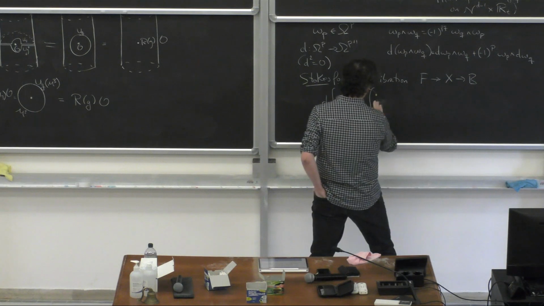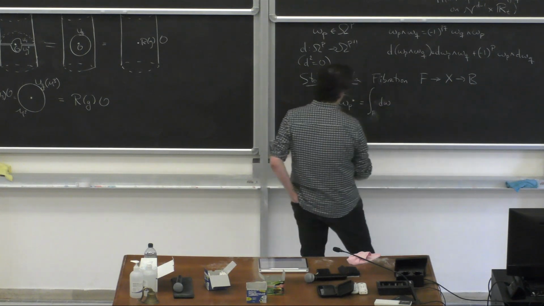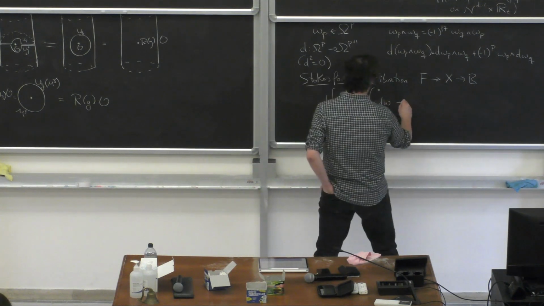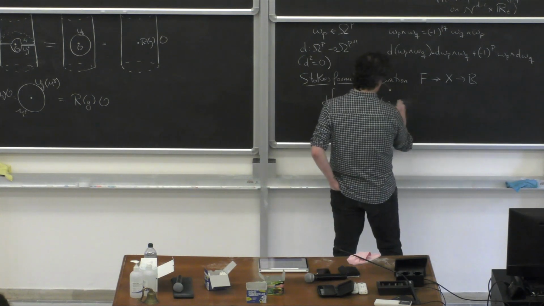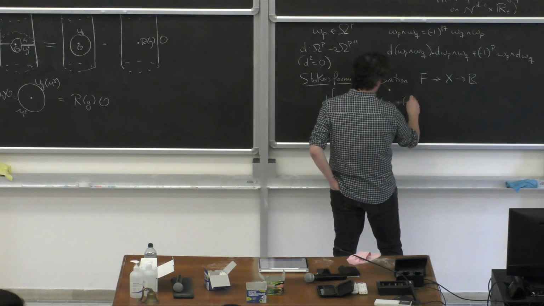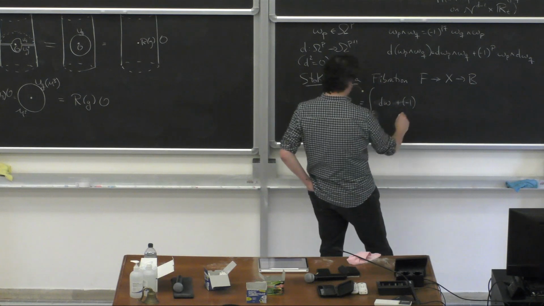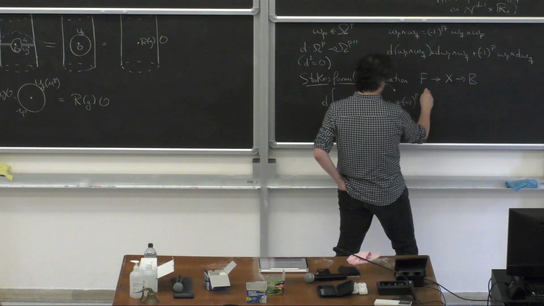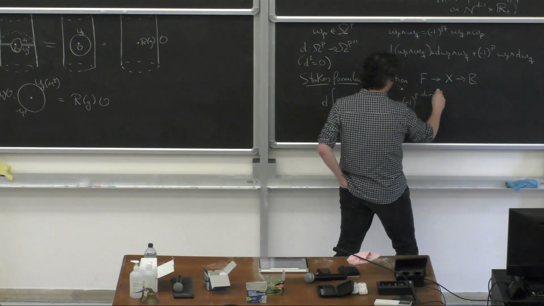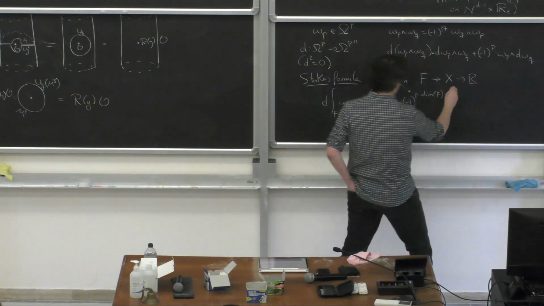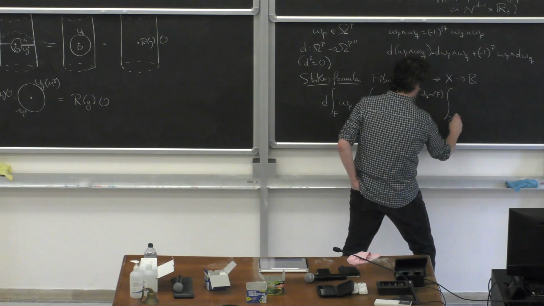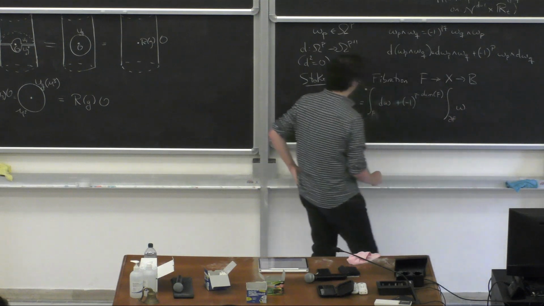Omega, plus or minus, (-1)^(P minus the dimension of F), the integral on the boundary of F of omega.